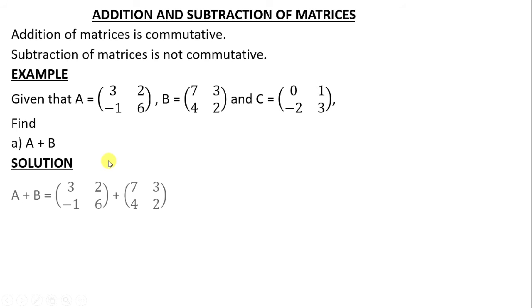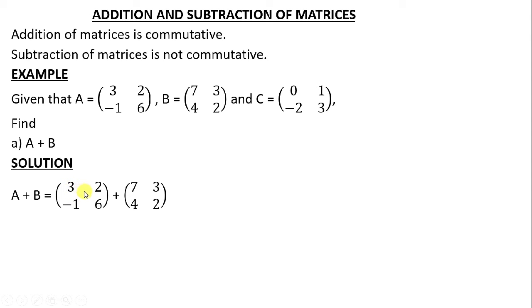Find A plus B. So what we are going to do is to say A plus B is equal to, where there's A, we are going to replace the matrix A. Where there's B, we'll substitute the matrix B. Now, when you are adding matrices, you add them according to the position of the entries.